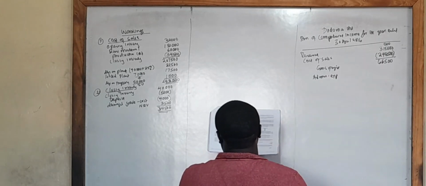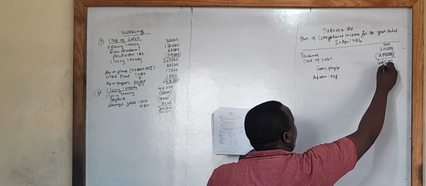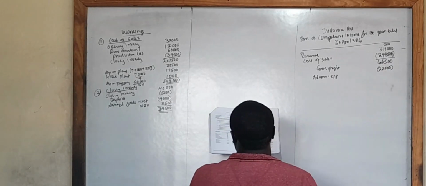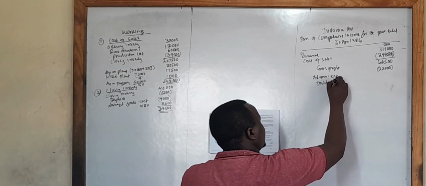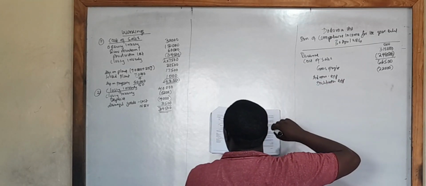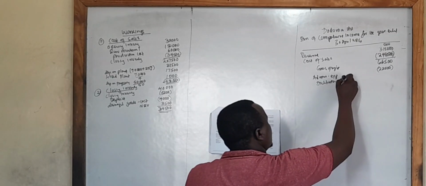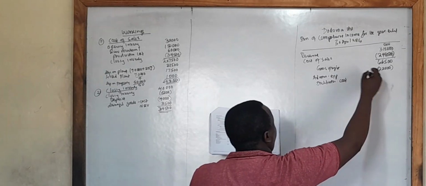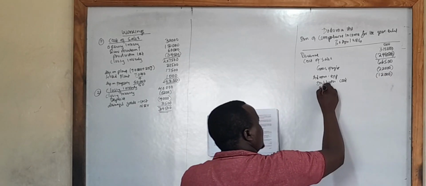Our admin, we had an expense of what? Directly 22. It's not an adjustment for that. Then the distribution expense, the distribution cost, is 12. And then you calculate the one for finance.